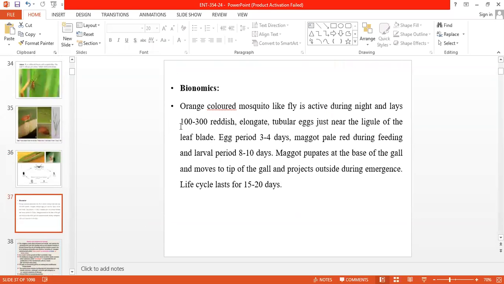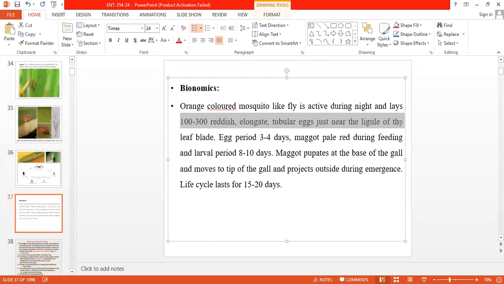So mainly their site of oviposition is the ligule of the leaf blade, where they deposit 100 to 300 eggs, and the pupal stage or pupa of that pest is at the base of a gall.